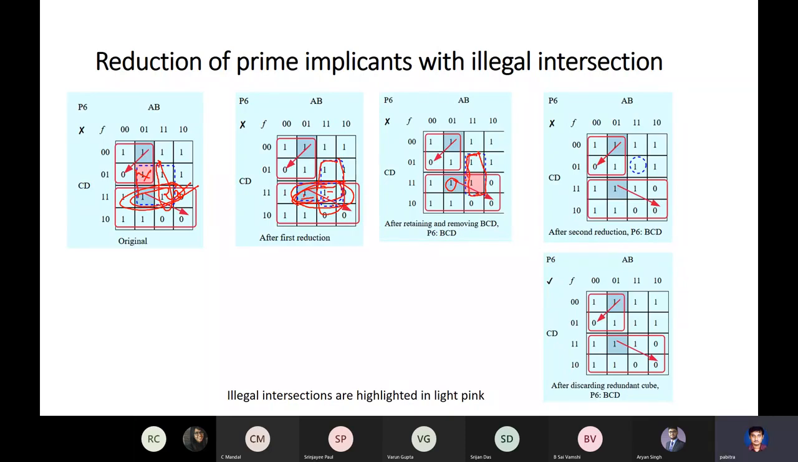Look at the other one, this is still illegal. This is still illegal among these two. So I have to reduce it further. I reduce it to this. All right. So this prime implicant gets reduced to this and this.